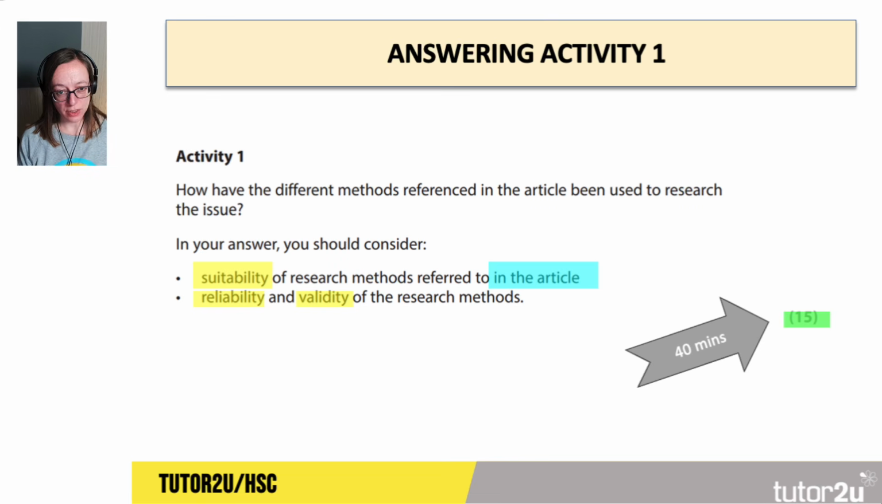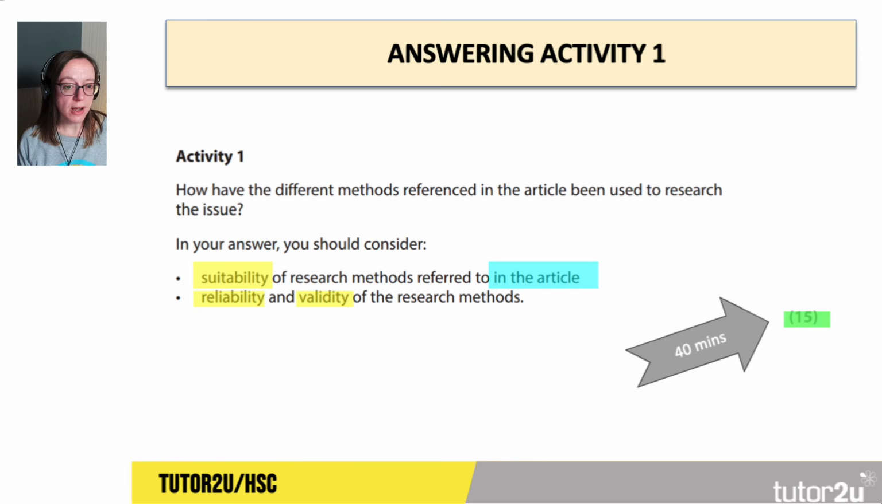So that's a key thing that you're discussing in activity 1. How suitable are the methods? I've highlighted in the article in blue. That's to remind you throughout the activities when you need to put your answer into context. So you're not just talking about the suitability of research methods in isolation. So not just the strengths and weaknesses of questionnaires, for example, in isolation, but the strengths and weaknesses of questionnaires in relation to the research area being studied.